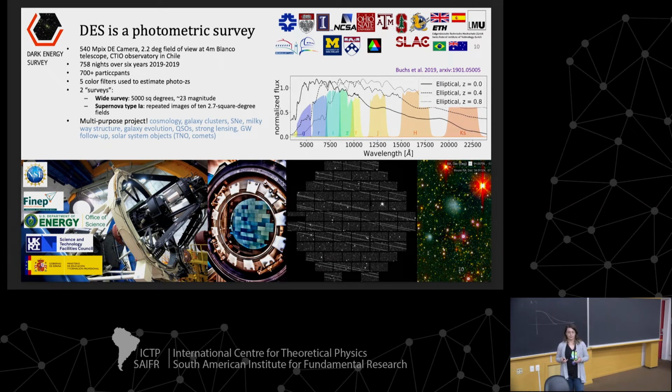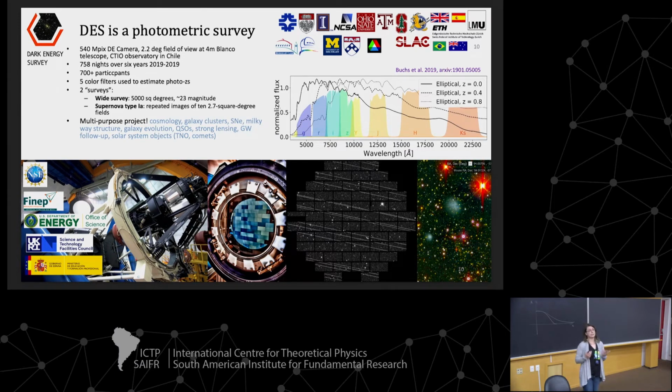DES completed observing in 2019. There were 6 years of observations for a total of about 750 nights of observing. There have been over 700 people involved in DES, including many from Brazil. And in that data taking, there are two main surveys. There's the wide survey, which is a 5,000 square degree footprint, so that's 1/8 of the total sky.